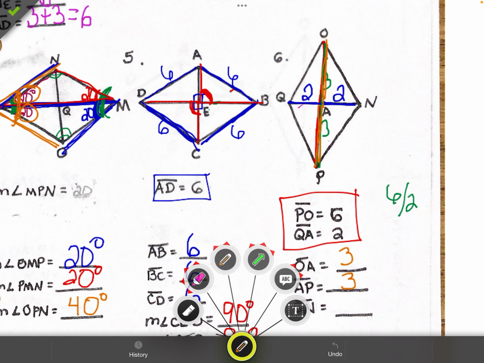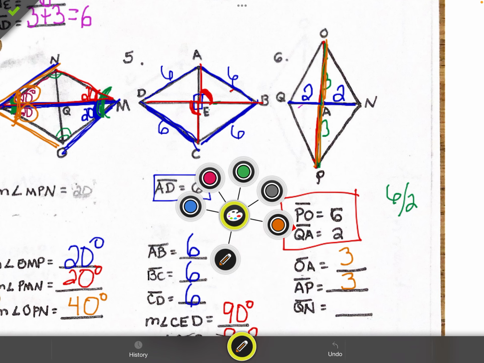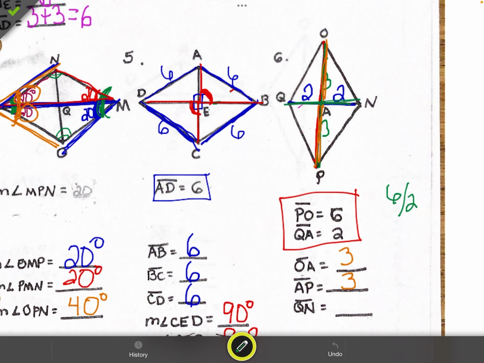Okay, so be careful here. We do see people make a mistake here. QN is this whole diagonal. Okay, and if you look, we've broken it down into 2 smaller parts. This part over here is 2, and this part here is 2. So if we want the whole thing, we have to add our 2 parts to get the whole thing. So QN will be 4.